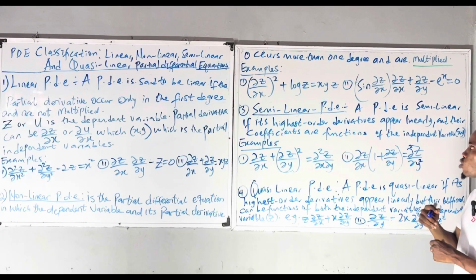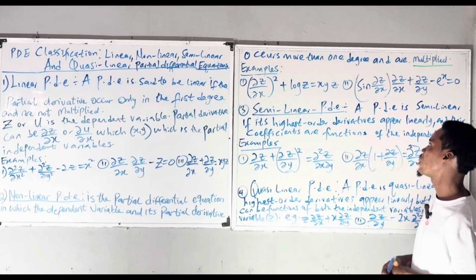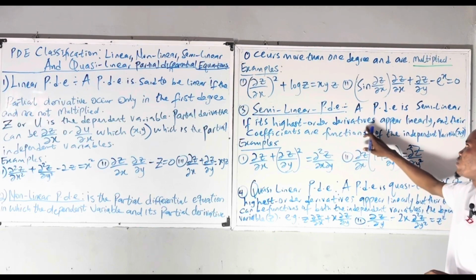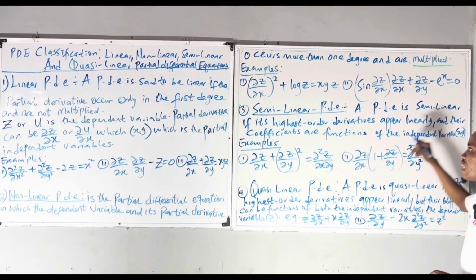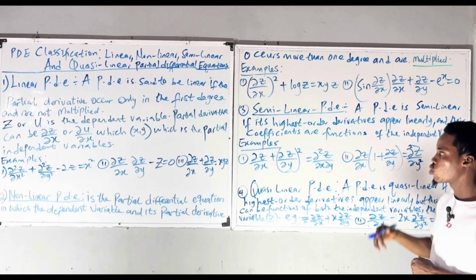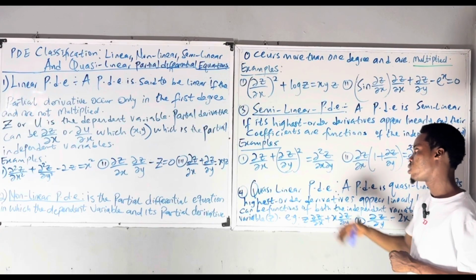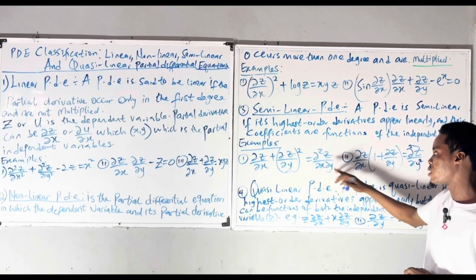Now, let's go to number 3. Semi-linear PDE. A PDE is said to be semi-linear if its highest order derivatives appear linearly and their coefficients are functions of the independent variables x and y. So let us check this example. The partial derivative of z with respect to x plus the partial derivative of z with respect to y raised to the power of 2 is equal to the second partial derivative of z with respect to x and y.